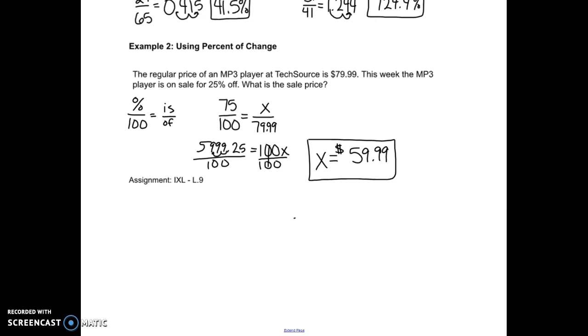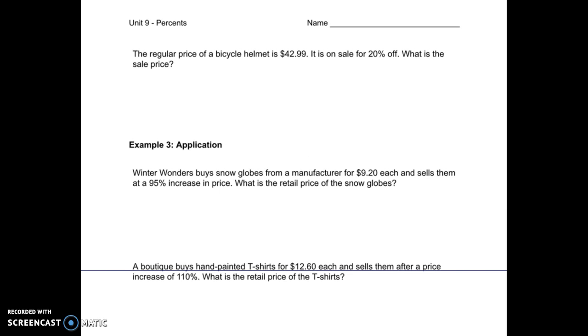Next, we're going to flip over to the back. It says the regular price of a bicycle helmet is $42.99. It's on sale for 20% off. What's the sale price? We're going to do the same thing. Our percent over 100 is equal to is over of, or part over whole. So if it's 20% off, that means we're paying 80% of it. So 100 minus 20 is 80. So 80 over 100 is equal to, I want to figure out how much we're actually paying, that x. And then 42.99 goes down here.